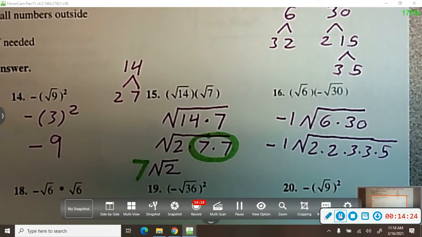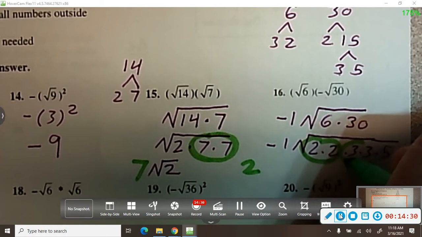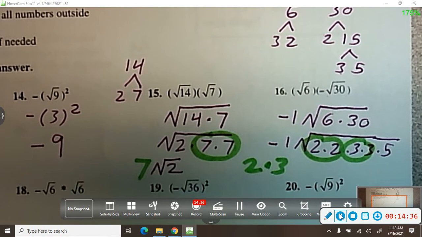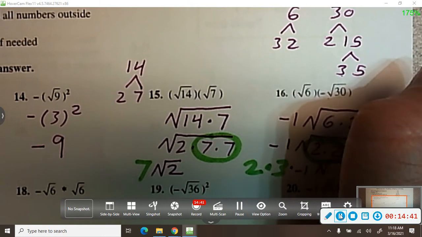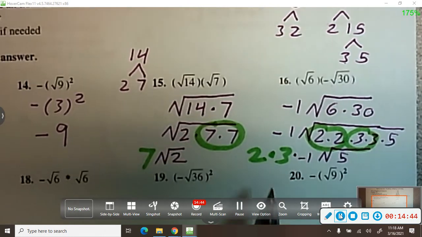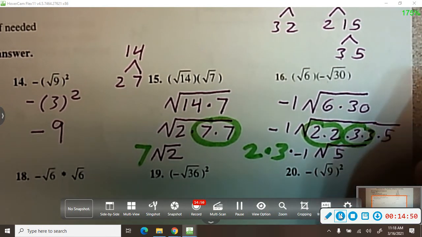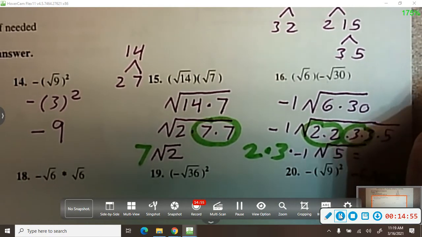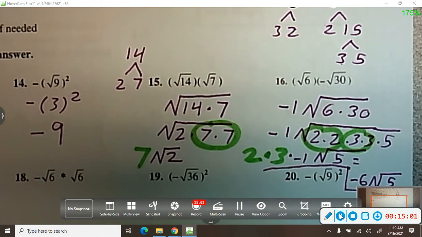Now you can look for pairs. You have a 2 that comes out. You have a 3 that comes out. You have a -1 that stays on the outside. And a 5 that stays on the inside of the radical. 2 times 3 is 6, times -1 is -6. So you get -6 square root of 5. And I ran out of room. So that is how you multiply.